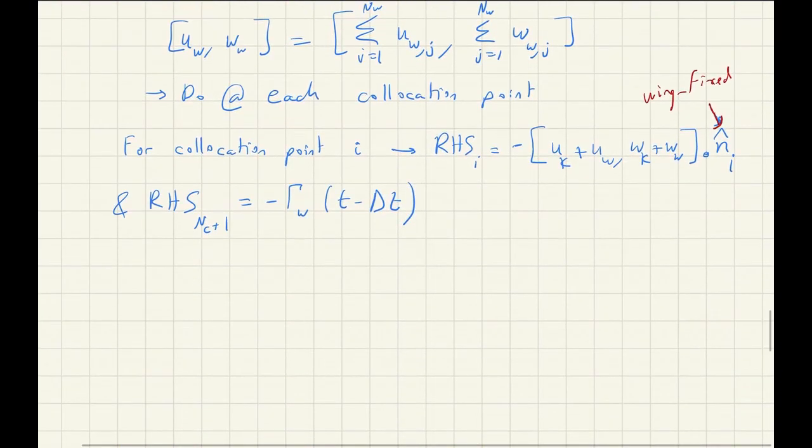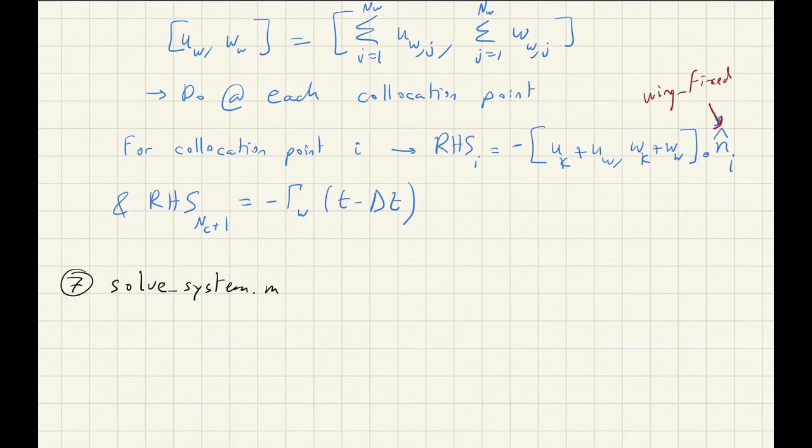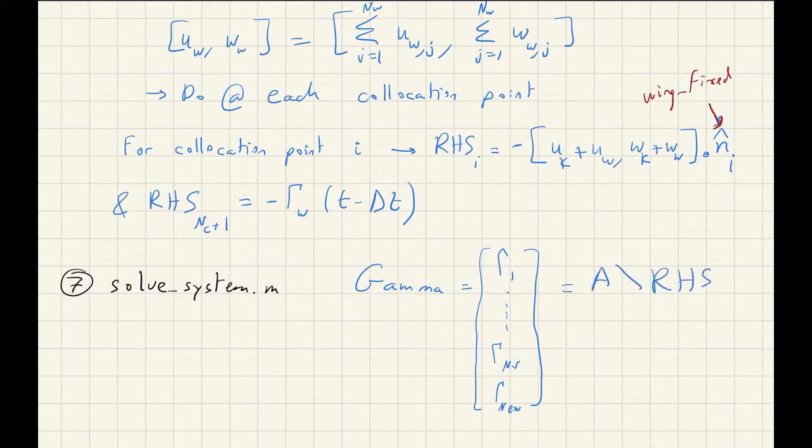All right, we can move on to the 7th step. And that is solving the system, which is identical to what we did in the steady case. Gamma, which is now equal to gamma 1 through gamma NV, which are all the bound vortices, and the gamma of the newly shed vortex. This entire vector is simply equal to A backslash RHS vector.